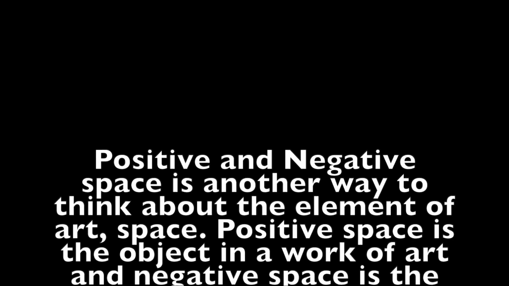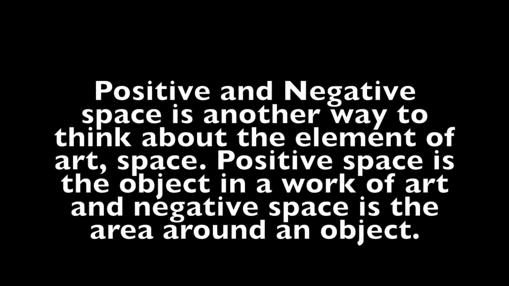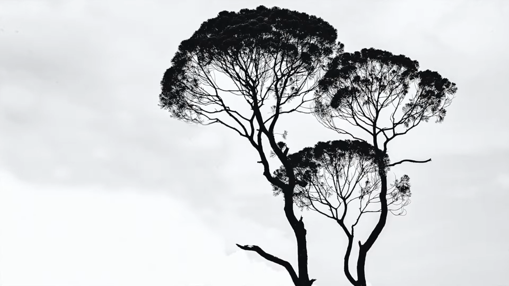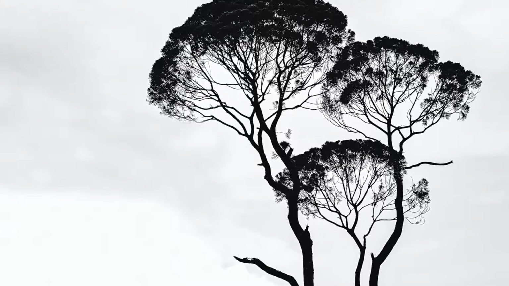Positive and negative space is another way to think about the element of art, space. Positive space is the object in a work of art, and negative space is the area around an object. Let's look at some examples of negative space. The white area around these trees is the negative space.